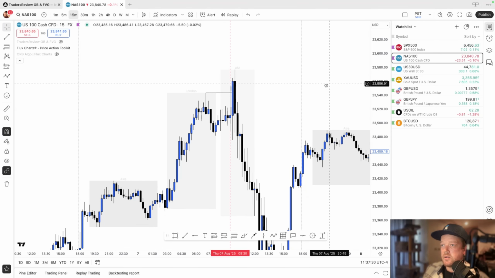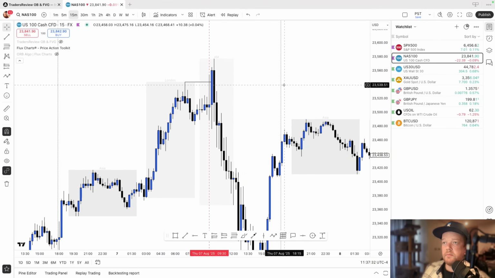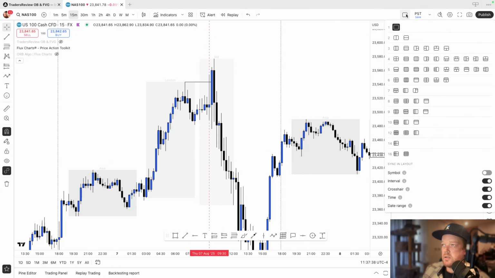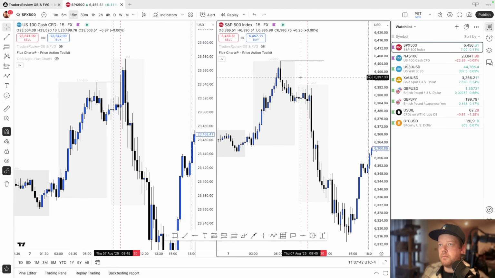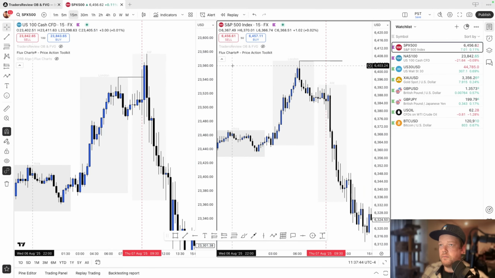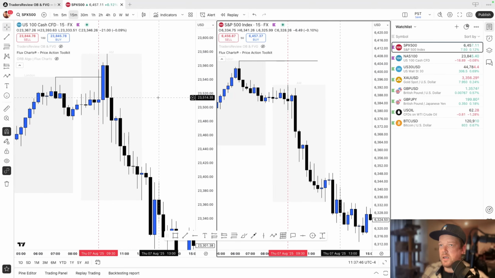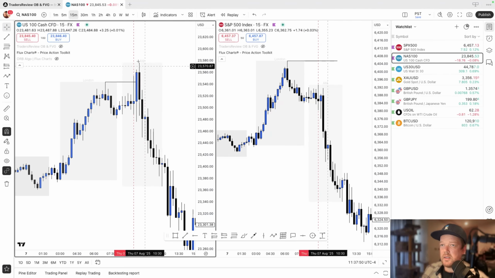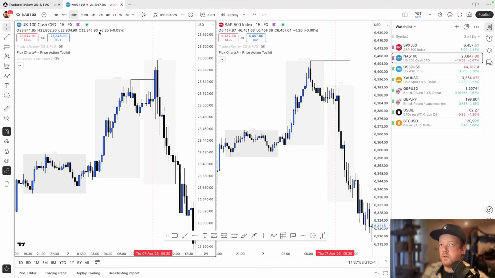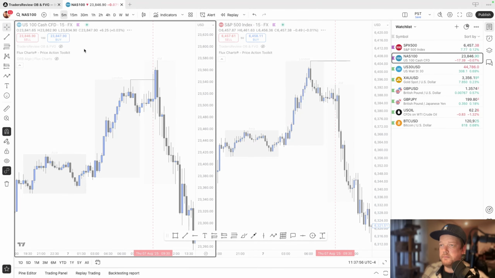So let's go down to the lower time frames and then let's see where you could have gotten your entry. So I'm just going to split the screen so we can see both screens at the same time. So here you can see we have our Nasdaq right over here and our S&P right over here. So let's go down to the 5-minute.